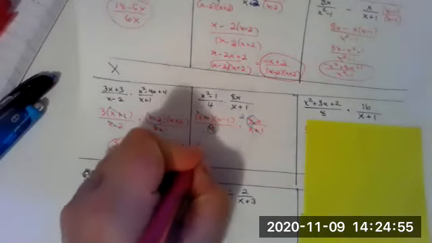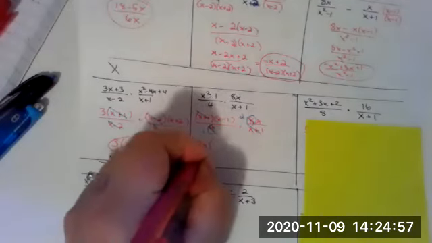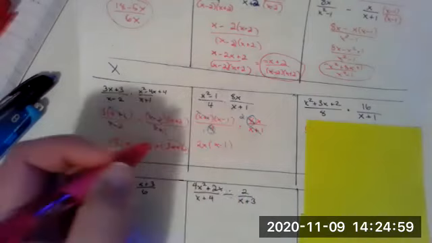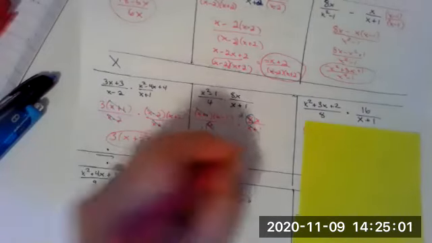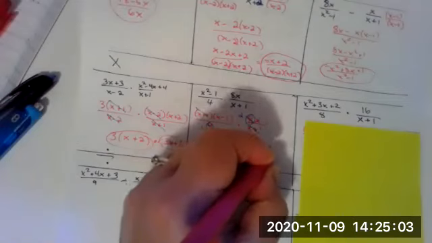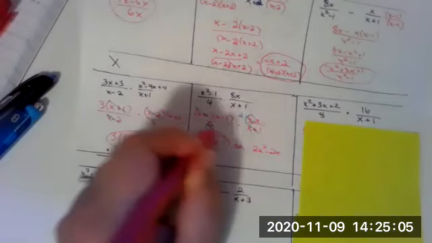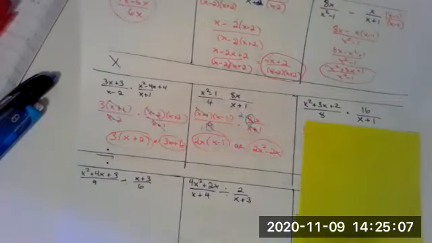So I can say what I'm left with is 2x times x minus 1, or if you wanted to distribute it, that would be fine. It would be 2x squared minus 2x. Both of those are correct, but that's what you would end up getting.